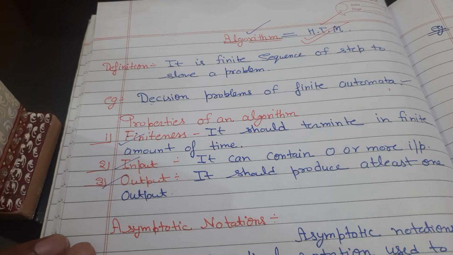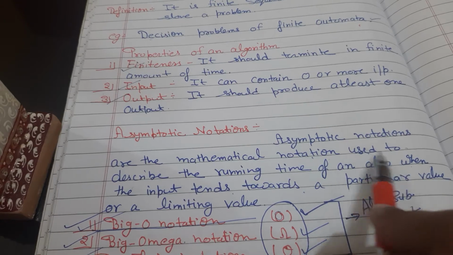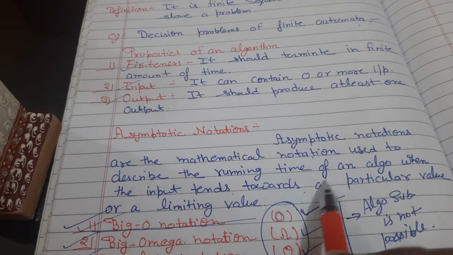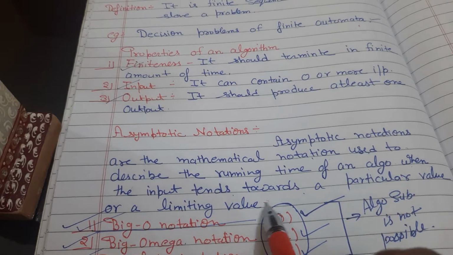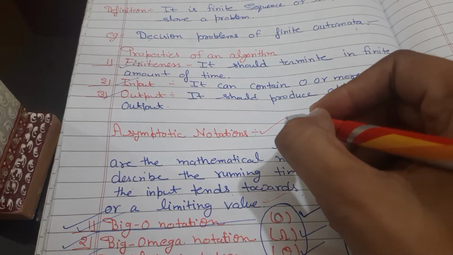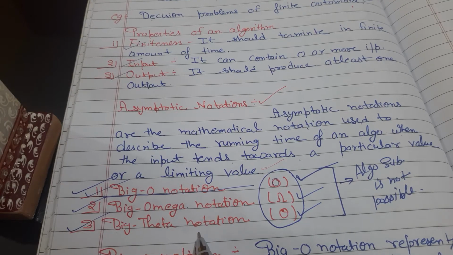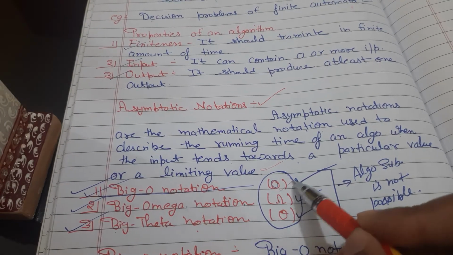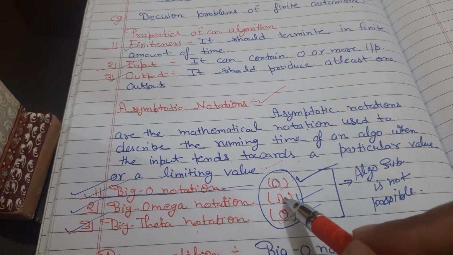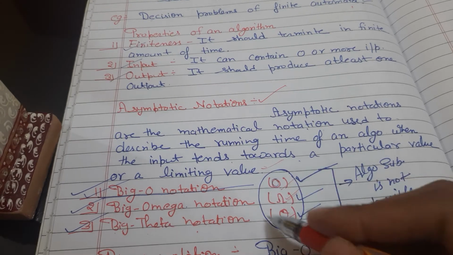So what is asymptotic notation? Asymptotic notations are the mathematical notation used to describe the running time of an algorithm when the input tends toward a particular value or a limiting value. Asymptotic notation internally contains three notations: big O notation, big omega notation, big theta notation. These three symbols are very important.